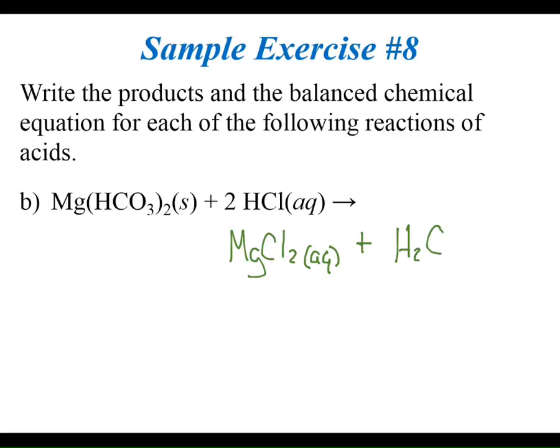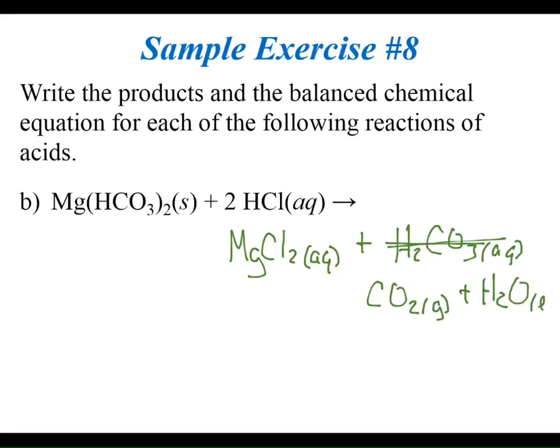Right, it makes H2CO3, which we know, aha, ding, ding, ding. I'm going to scratch it out and say, oh, that's really carbon dioxide gas with H2O liquid.